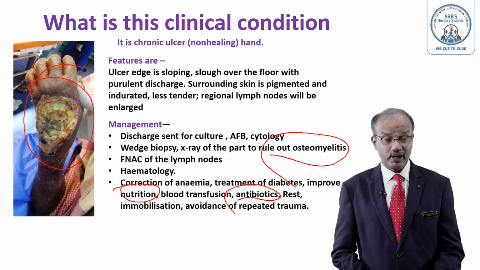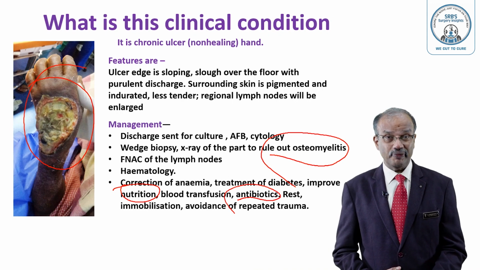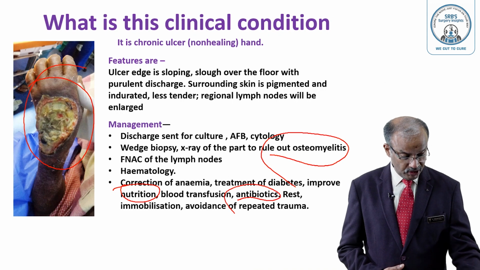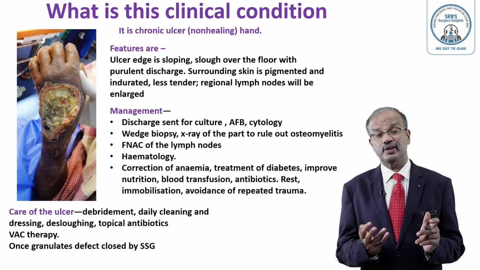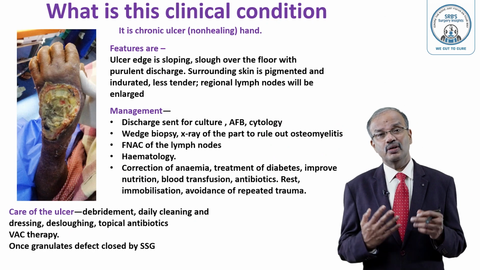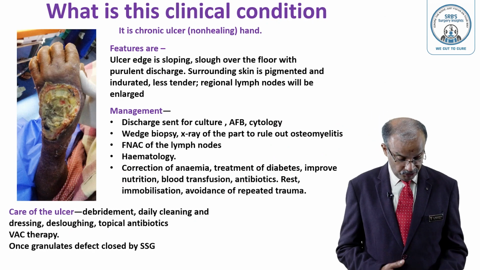Rest, immobilization, avoidance of repeated trauma. Repeated trauma will aggravate the problem, so you should avoid that. So that is the management policy and care of the ulcer. Wound debridement may be done under brachial block or under general anesthesia. Local may not be sufficient here.